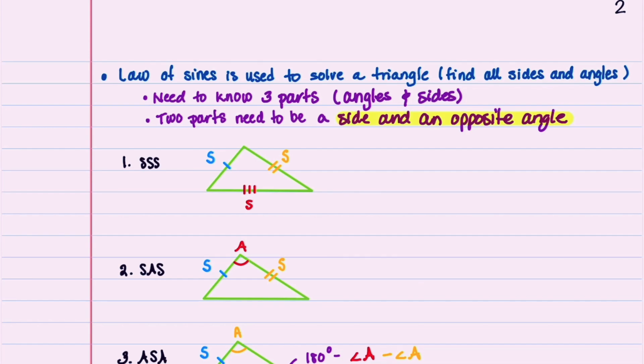In our first 2 triangles listed here, we can't use the law of sines because these 2 triangles do not have a known angle and an opposite side. So we'll put an X by these 2. For these types of triangles, you have to use the law of cosines.